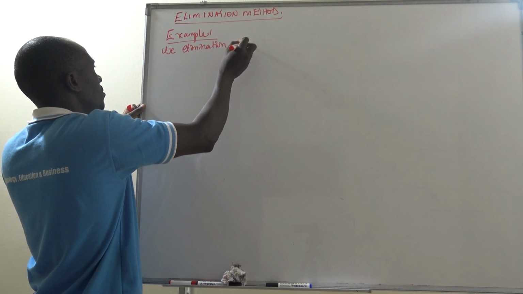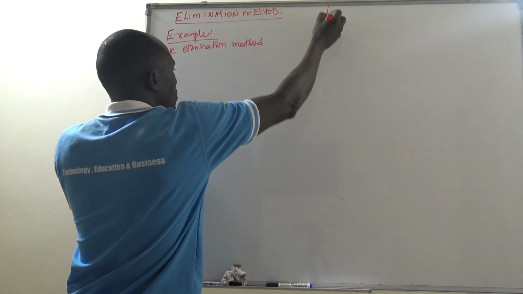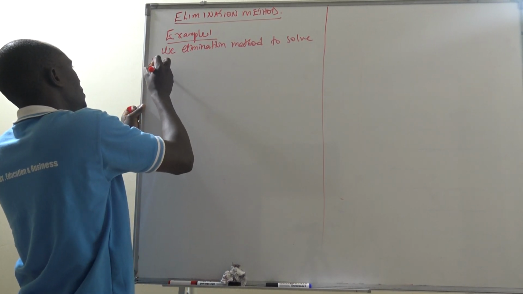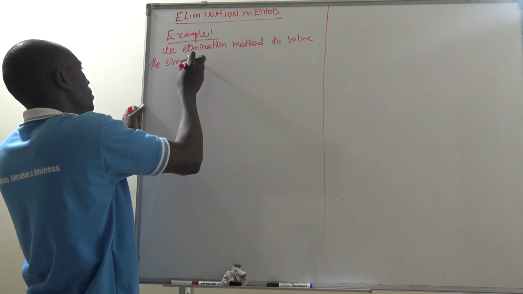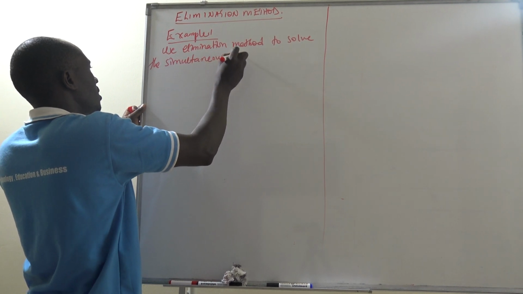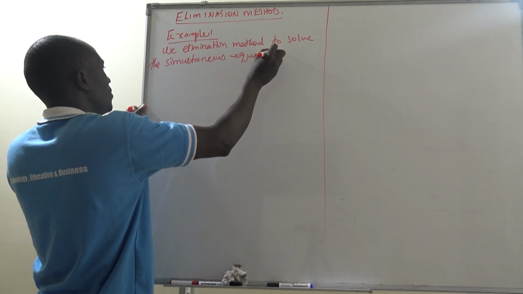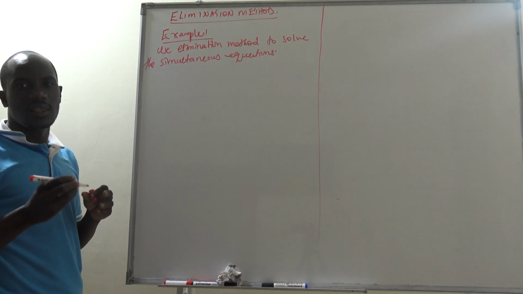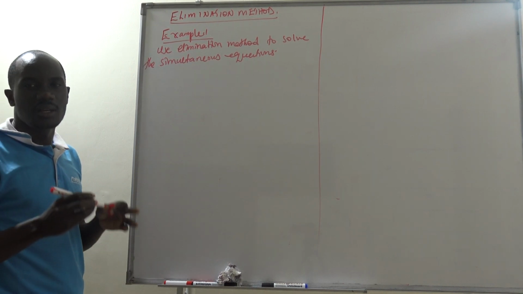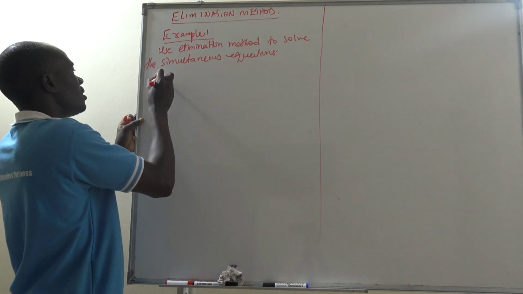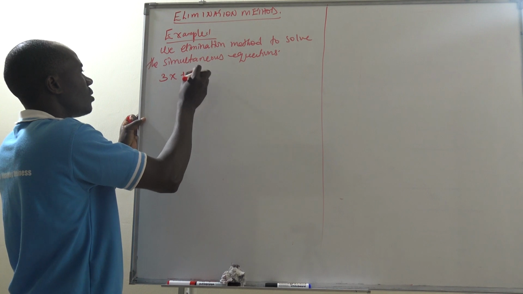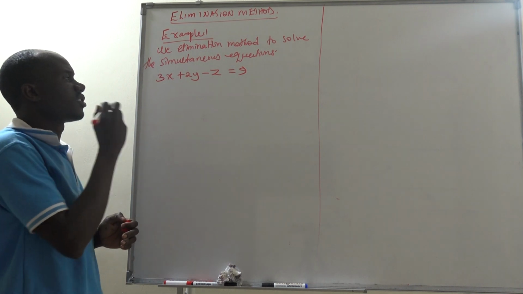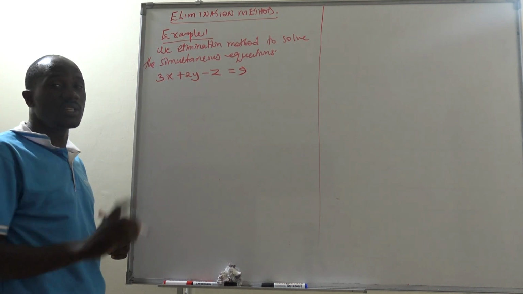Use the elimination method to solve the simultaneous equations. Our first equation goes as 3x plus 2y minus z equals 9. You can see this equation has x, y, and z, which is in the same form which I gave you.